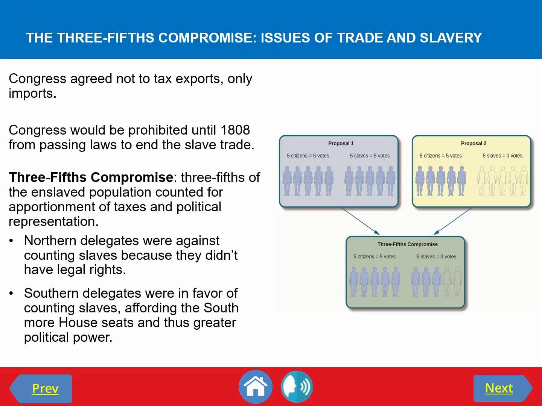In further debates and compromises, Congress agreed not to tax exports, only imports. Congress would be prohibited until 1808 from passing laws to end the slave trade. Under what is known as the 3/5 Compromise, 3/5 of the enslaved population of any state counted for apportionment of taxes and political representation, effectively declaring that a slave was worth only 3/5 of a free citizen. Northern delegates were against counting slaves because they didn't have legal rights. Southern delegates were in favor of counting slaves, affording the South more House seats and thus greater political power.